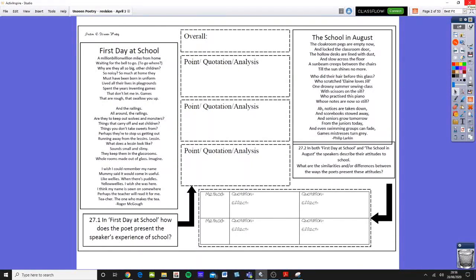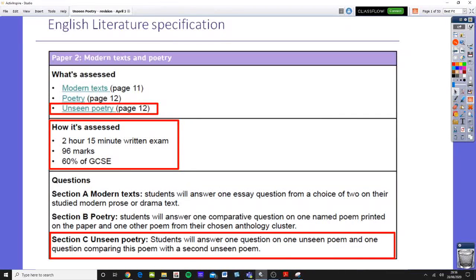I just thought I would do this to move things on a little bit because we've done a lot of looking at the literature texts that you've already studied. So this is something new. We're going to be looking at the unseen poetry. Now, if you look at the slide that I've just clicked onto now, you will see it appears in paper 2 of your literature exam.